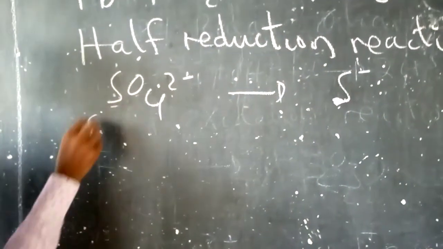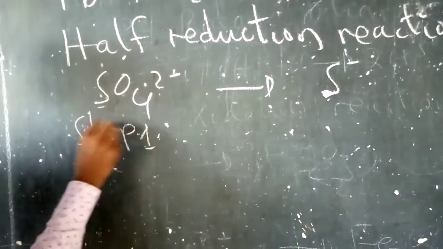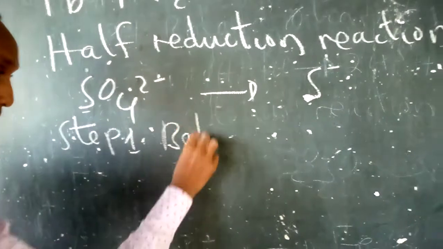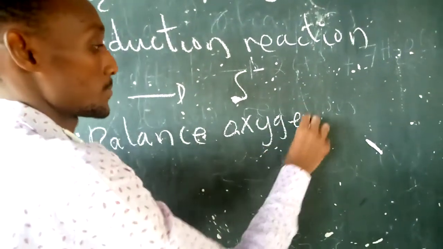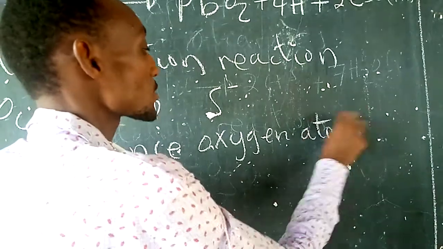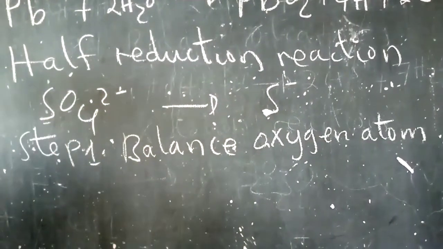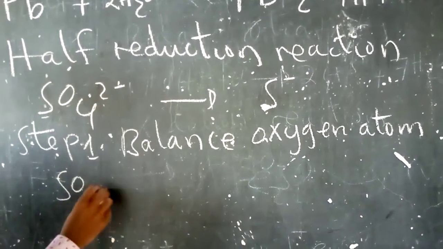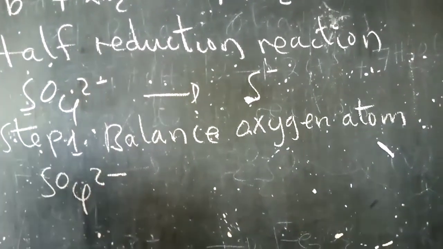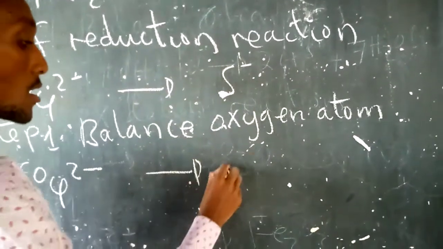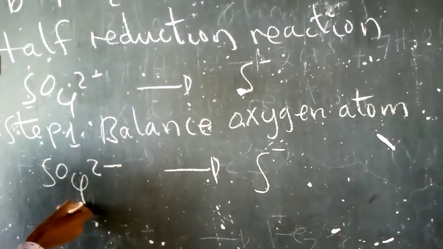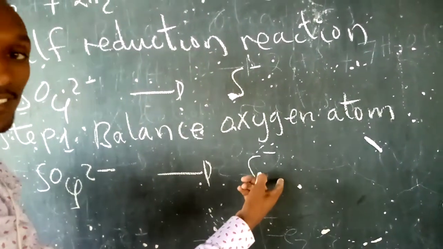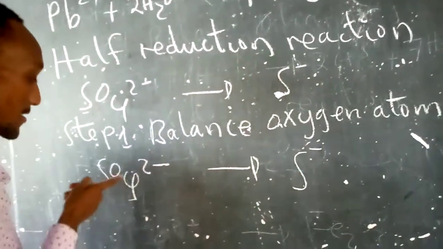So step 1 is to balance oxygen atoms. To balance oxygen atoms, it is very simple. Take your equation as it is: sulfate, SO4 2 negative, to form sulfide, S 2 negative. Understood? Here we have 4 oxygen in the reactant side, so in the product side we have to balance this oxygen.